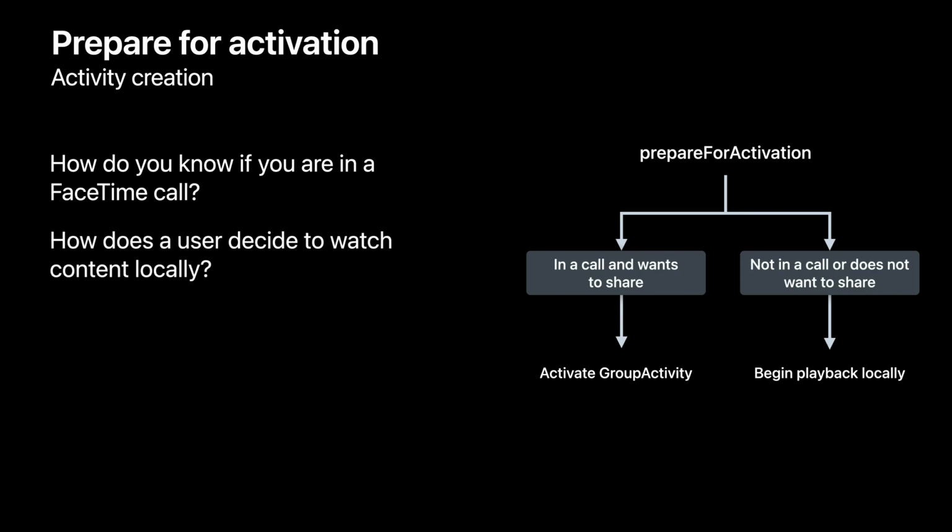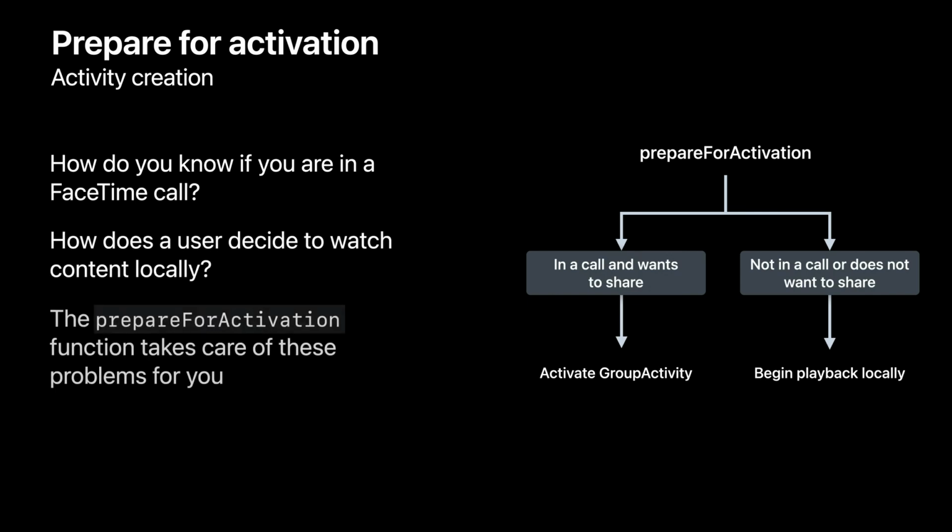And what if when a user selects a piece of content, they don't mean to share it to the group and instead just want to view it locally? The prepare for activation function solves these problems for you by letting the system work out the user intent.